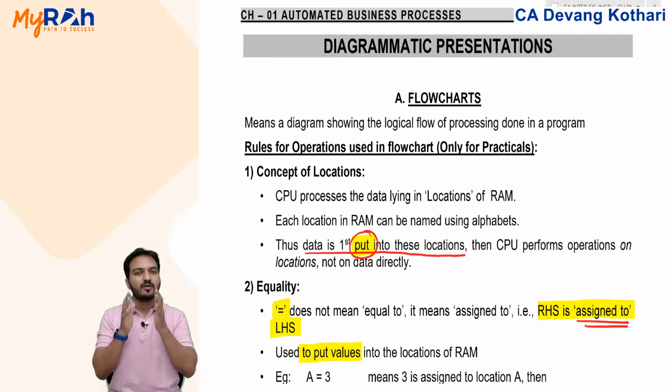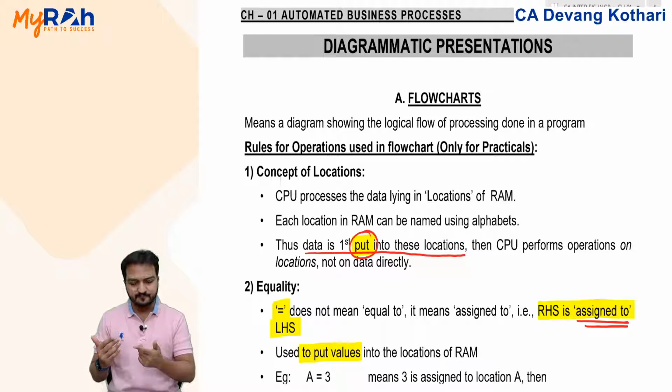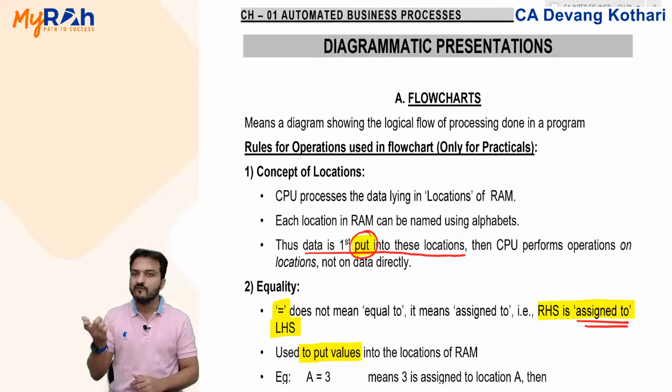So the flowchart will contain all instructions, all the instructions that are to be given to the CPU. Who will decide these instructions? The system analyst will decide. And you have to show these instructions in a diagram format.